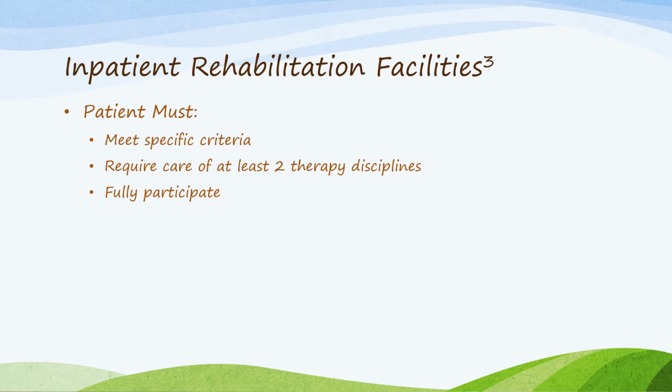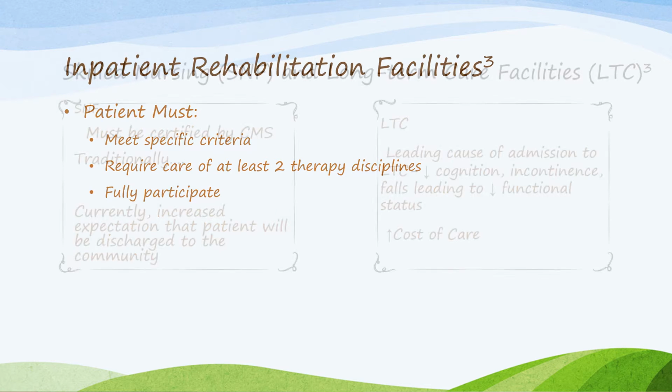That means that it needs to be reasonable and necessary, with significant rehab potential. They require at least 2 therapies between OT, PT, and speech therapy. And they must fully participate. They must be able to participate a minimum of 3 hours, 5 times a week. And box 25.1 will list some qualifying diagnoses.